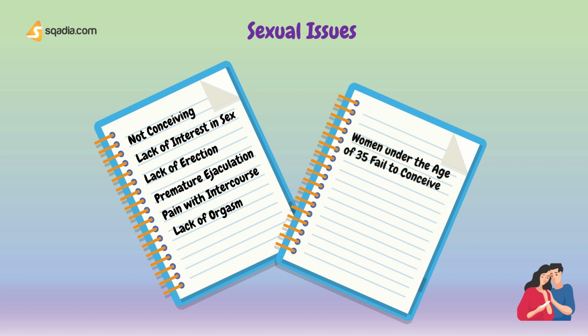On average, fewer than 10% of women under the age of 35 fail to conceive after 12 months of unprotected intercourse. After 35, the rate of infertility among women increases. So there are 4 important questions that you need to ask your patient before making a diagnosis.